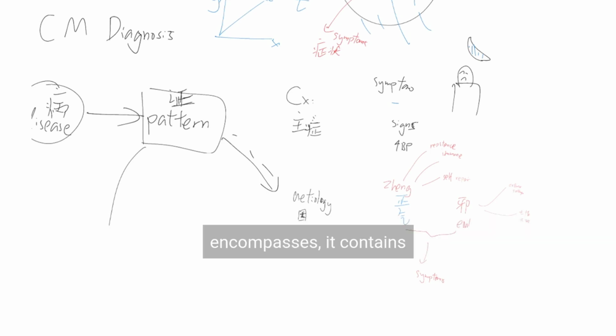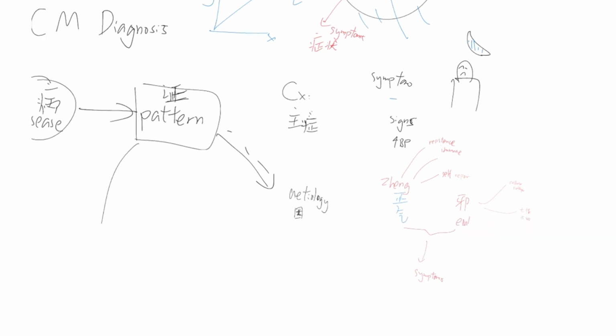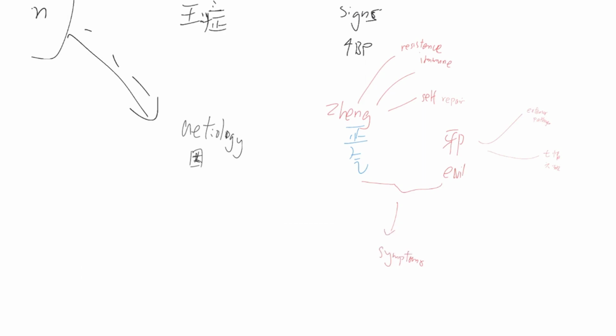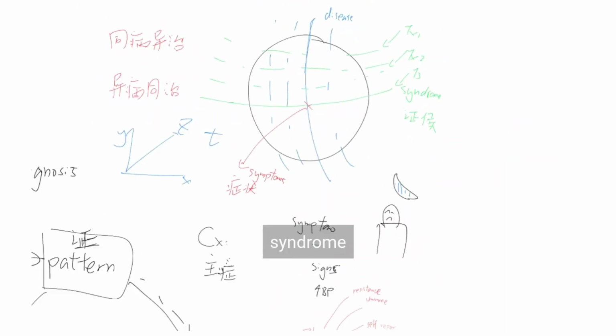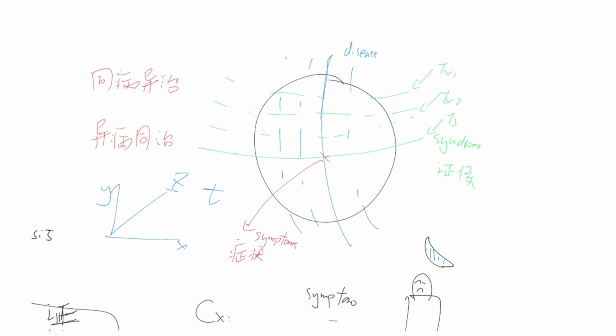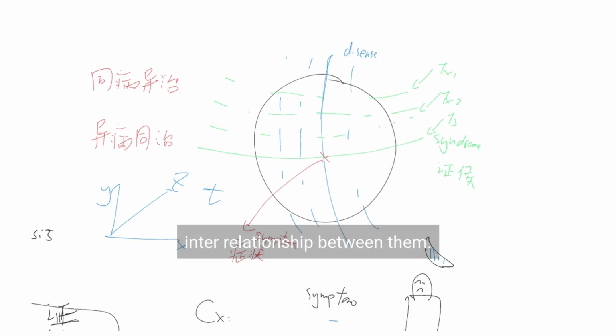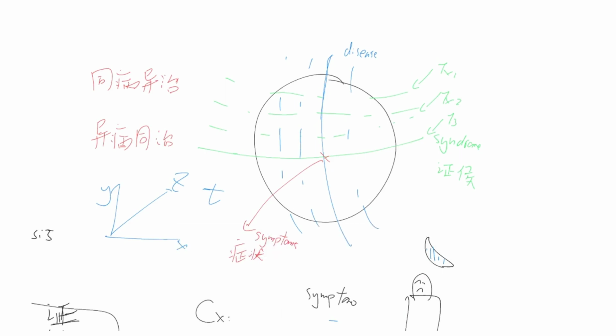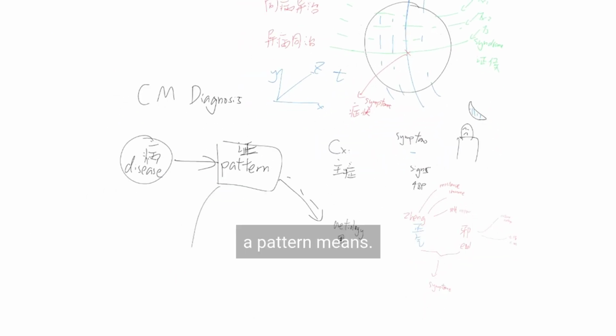So now you can probably see a more full picture of what pattern means. Pattern contains the process and outcome of the zhen qi fighting against the evil pathogen, right? It entails the syndrome, disease, and the interrelationship between them. And so all this encompasses what a pattern means.